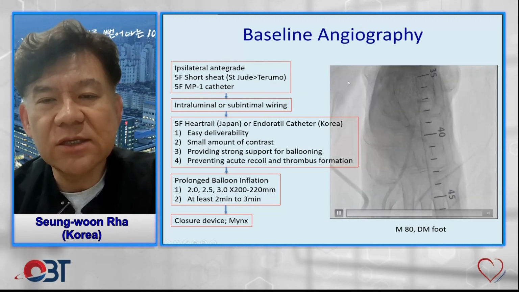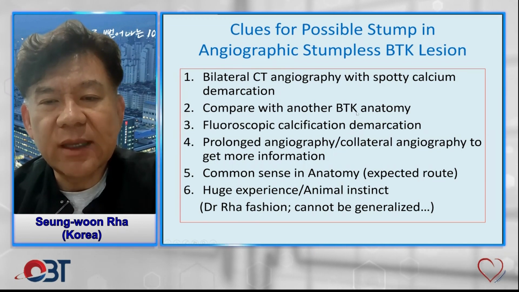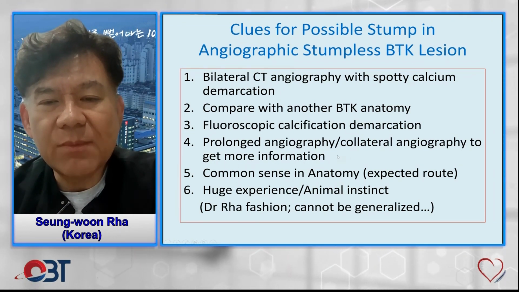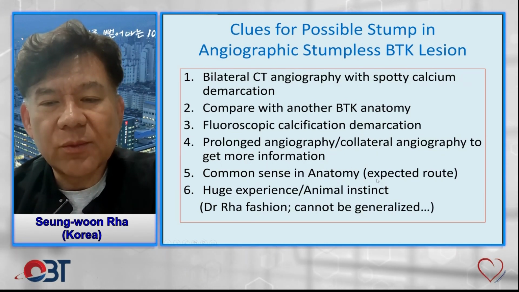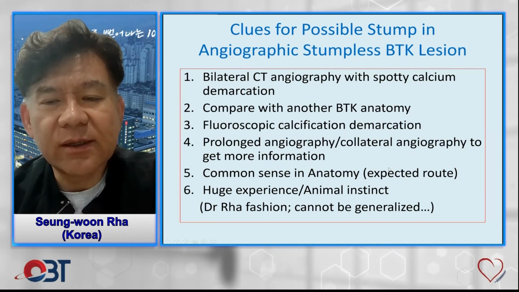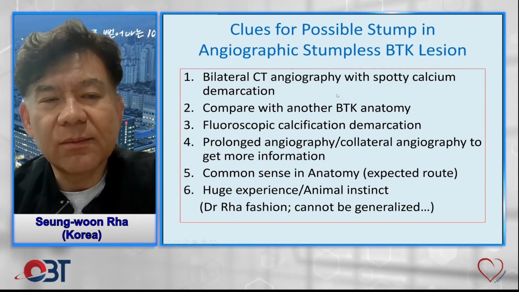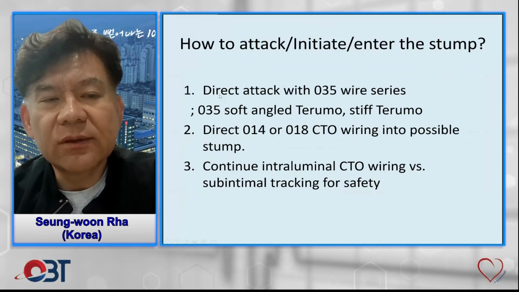So bilateral CT angiography with the spotty calcium demarcation, and you can compare with another BTK anatomy. Fluoroscopic calcification and prolonged angiography is sometimes helpful. Collateral angiography and the common sense in anatomy, you can expect in some route. And the huge expense you can tell some expected route. So you can attack direct.